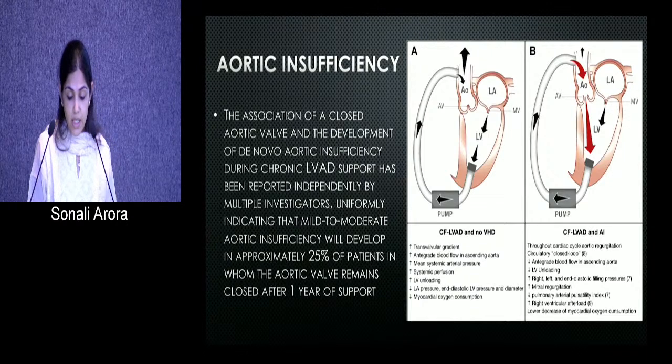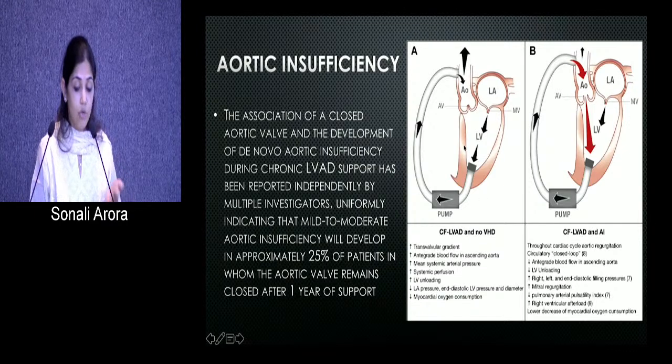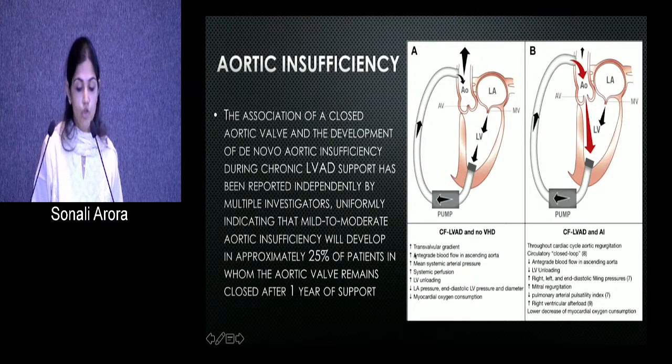So if you see here in figure A, there's a continuous flow LVAD and no valvular heart disease, which is the aortic valve. So you have normal LV unloading. You have LA pressures which are fine. This is the role of LVAD. You increase the unloading. You don't have any aortic regurgitation, and the flow should be the way it is.